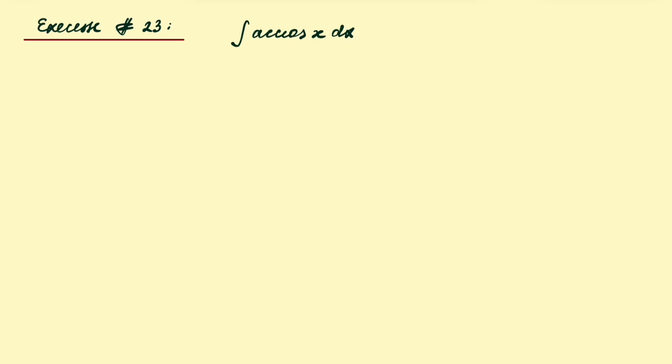Alright, we'll use the following approach. We can write this integral as an integral of arc cosine of x times 1 dx, right? And then apply integration by parts. That's the whole idea of this integral. So we'll use integration by parts in the following way.